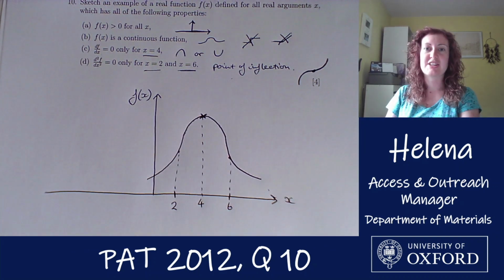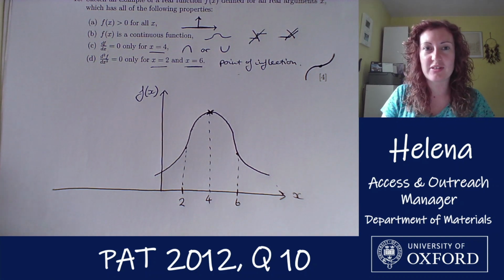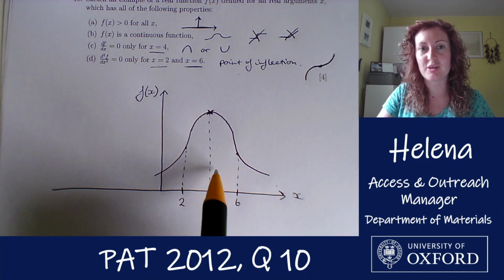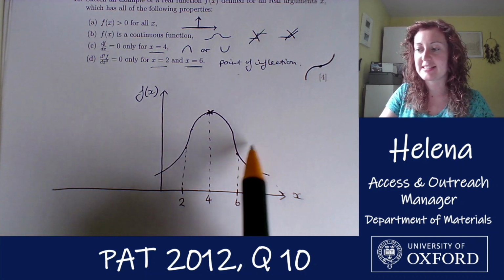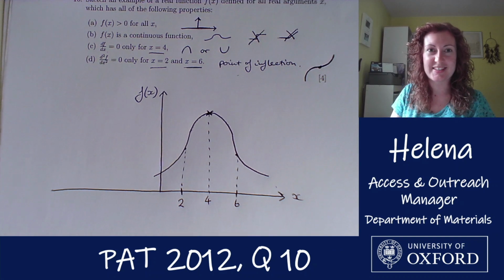It's a very rough sketch. It doesn't need to be a perfect work of art for this, as long as you're clear with the features that you're marking on. So you could even annotate this and draw an arrow and say point of inflection here, if you think that your sketch wasn't the clearest.